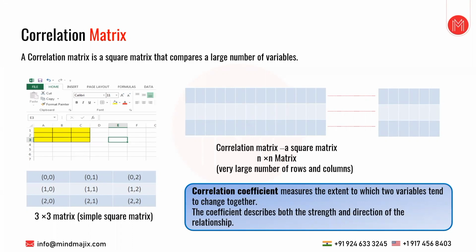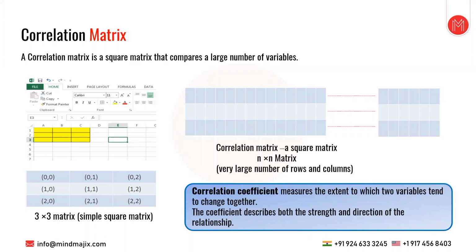In addition, the correlation matrix is frequently utilized in conjunction with other types of statistical analysis. For instance, it may be helpful in the analysis of multiple linear regression models. Remember that the models contain several independent variables in multiple linear regression. The correlation matrix determines the correlation coefficient between independent variables in a model. So, a correlation matrix is a square matrix that compares a large number of variables. It will be an n cross n matrix, with a very large number of rows and columns.